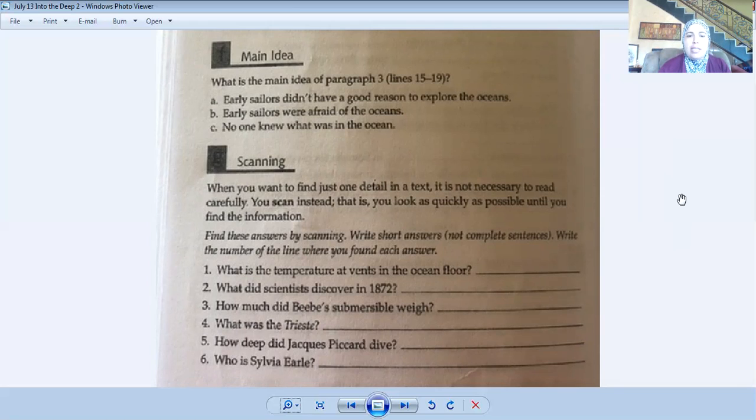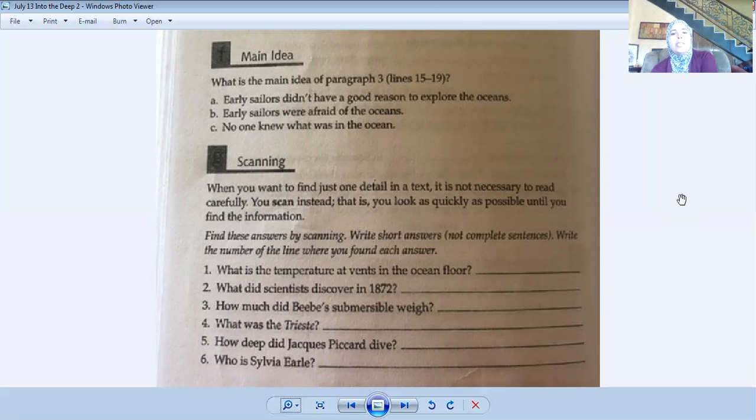So find these answers by scanning. Learn how to scan, guys. I know you do this already, but we just want to practice it here. So write your answers, not complete sentences. Write the number of the line where you found each answer, because we're doing a quick exercise, so it's okay if you don't write in complete sentences over here, although I prefer complete sentences.